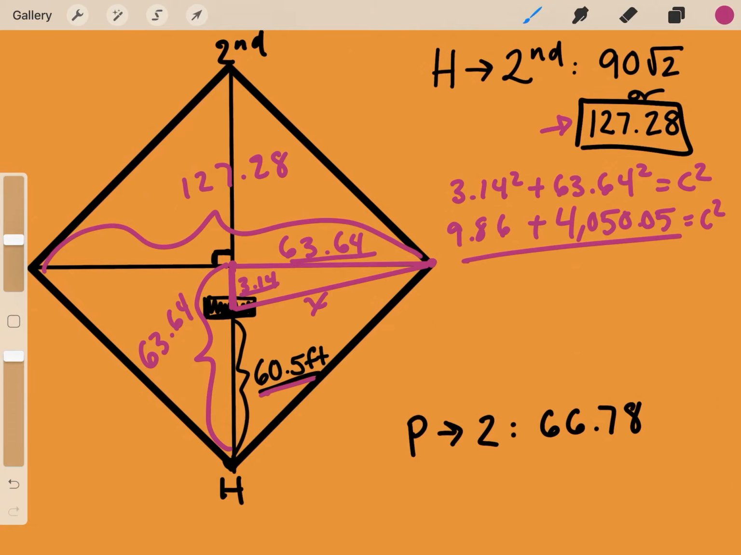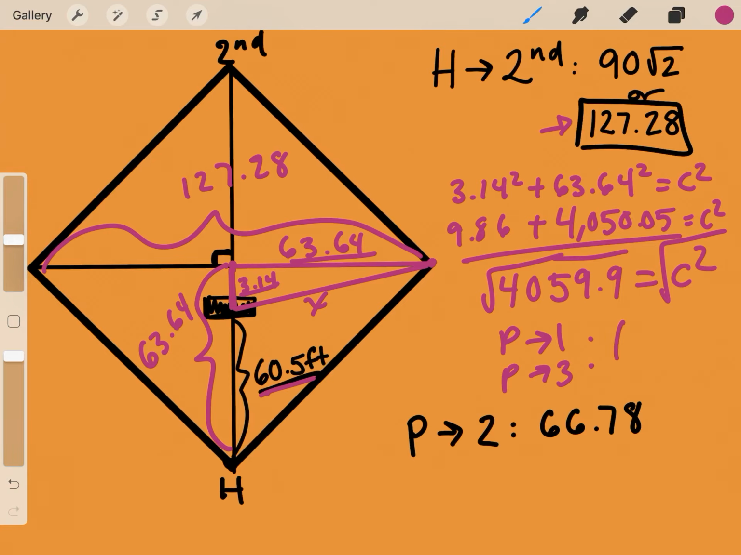We're now going to add those two numbers together. 4,050.05 plus 9.86, we get 4,059.9 equals c squared. The last step is we'll take the square root of both sides. Now this can't be simplified because it's in decimal form, so we'll just get a decimal answer. So the distance from the pitcher's mound to first and the pitcher's mound to third is both the rounded decimal of 63.72 feet long.